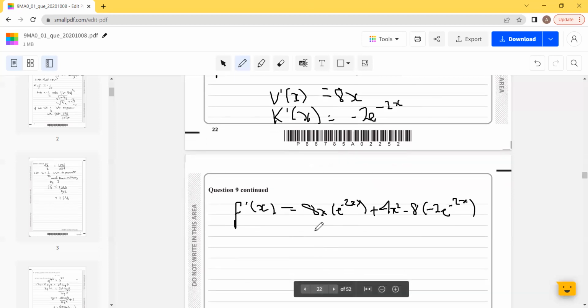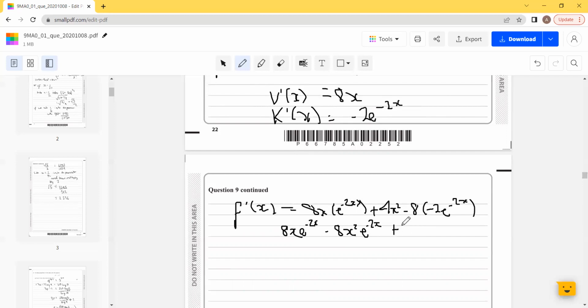So what do we get? Well, 8x multiplied by e to the minus 2x is just 8x e to the minus 2x. Now 4x squared multiplied by minus 2e to the minus 2x is minus 8x squared e to the minus 2x, and minus 8 times minus 2e to the minus 2x is 16e to the minus 2x.